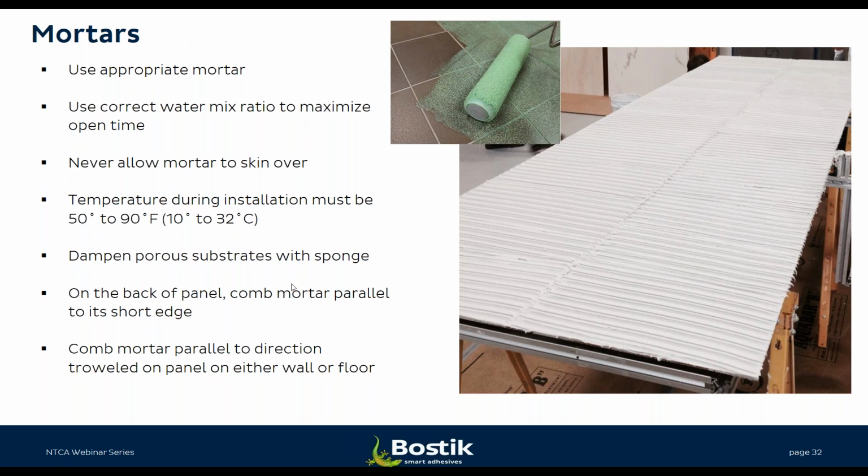And then the next big points would be dampen your substrates, which is part of your surface preparation, and then combing the mortar both on the tile and onto the wall or floor in order to facilitate a total bond between these two types of materials. So this mortar has to be combed parallel to the short edge, as you can see in the image here, where the mortar is going with the short edge of the tile.